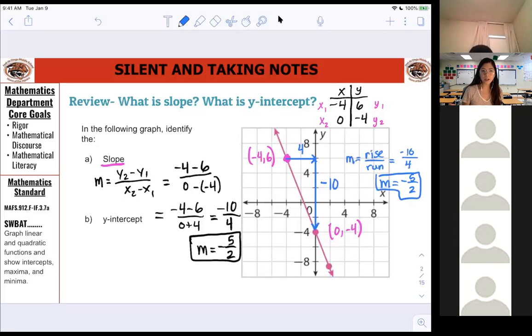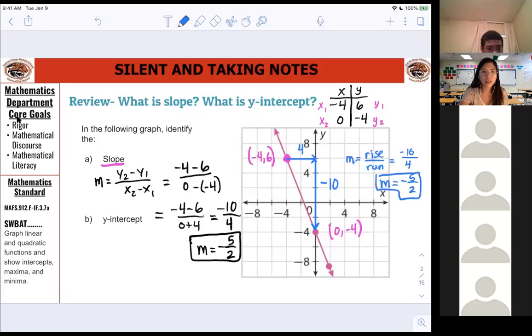Sometimes rise over run is easier than using the formula. Sometimes the formula is easier than rise over run. So in this case, which one do you think was an easier strategy? Rise over run or the formula? Rise over run.